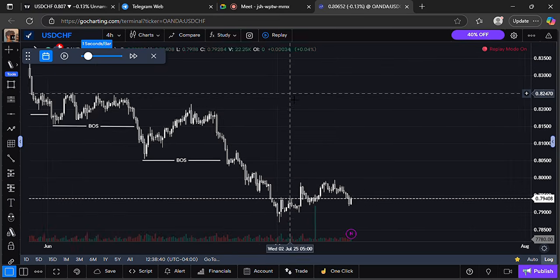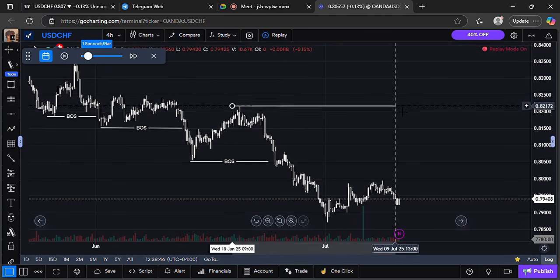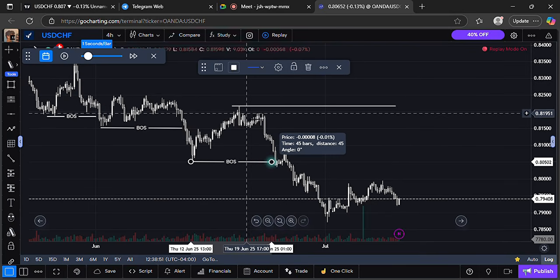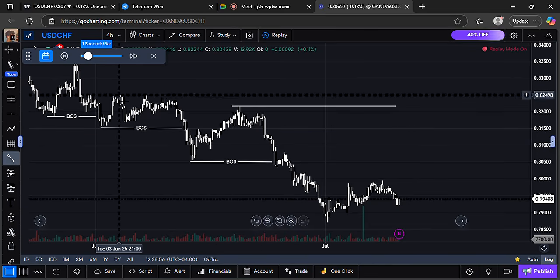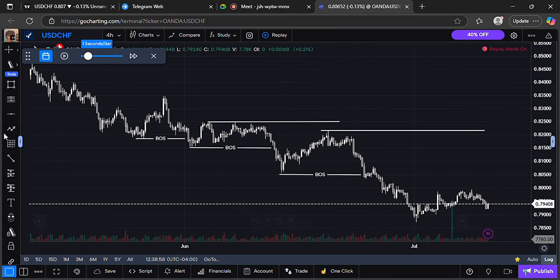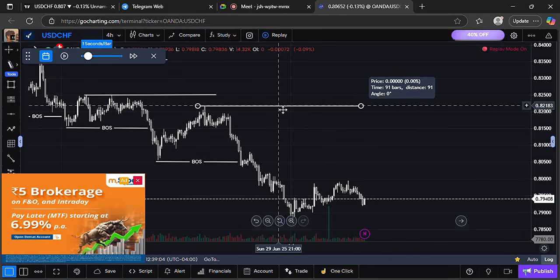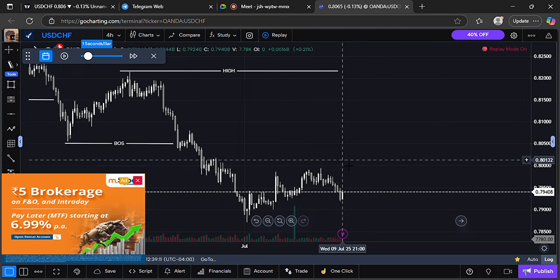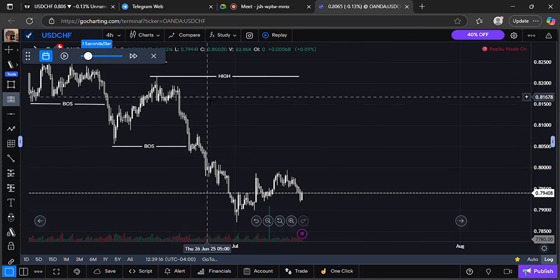And this is the higher low of this break of structure, and this is the higher low of this break of structure, and another one is here. Let me just write it down. High. So what you will look for is some retracements from here. Just use the Fibonacci.